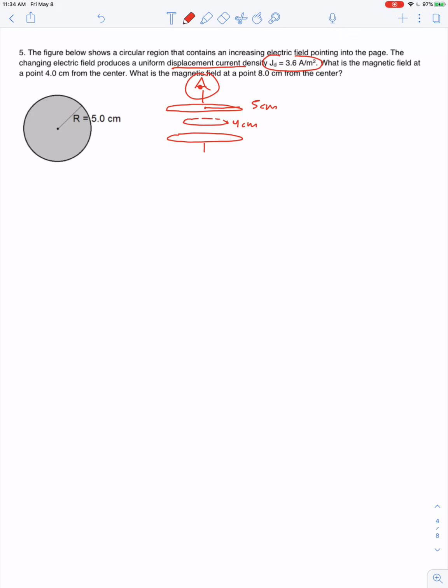So we can use Ampere's law. The integral of B dot ds equals mu naught times I enclosed. In this case, the current enclosed is displacement current. I've already shown my Amperian loop. It's just a loop with a radius lowercase r. So the left side of the equation becomes very simple. This is B times 2 pi r, and that equals mu naught times the amount of current enclosed.